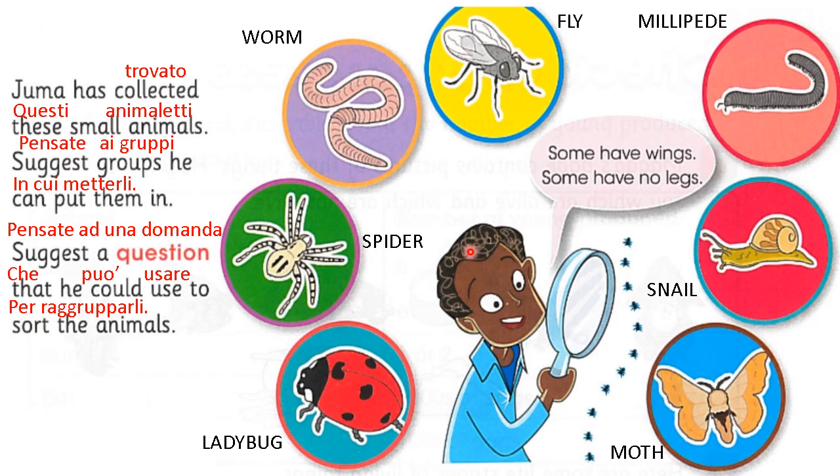Now Juma is making a consideration here. He's looking at the animals and he says, some have wings, some have no legs. You could use this idea to help you make your groups.